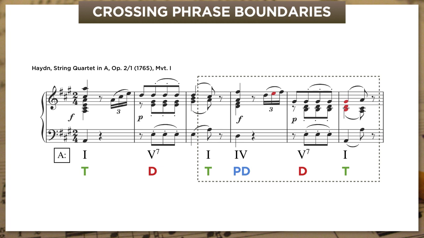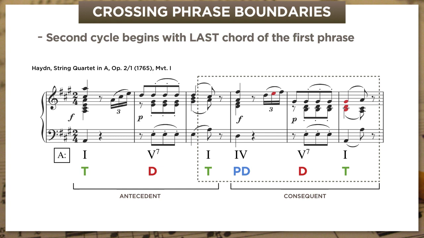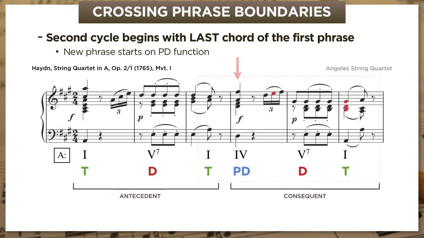Now this is probably open to debate, but I'm going to call this a very short period, beginning with a 3-bar antecedent and ending with a 3-bar consequent. But the second functional cycle begins with the last chord of the first phrase and continues with the first chord of the next phrase. So it starts here, goes over the phrase gap, and continues here with a predominant. So here we get a phrase that starts not on tonic but on the predominant instead. It's a very different effect.